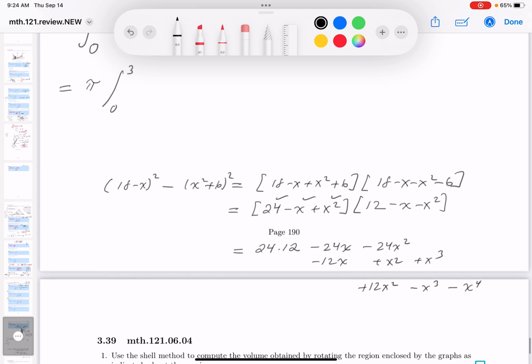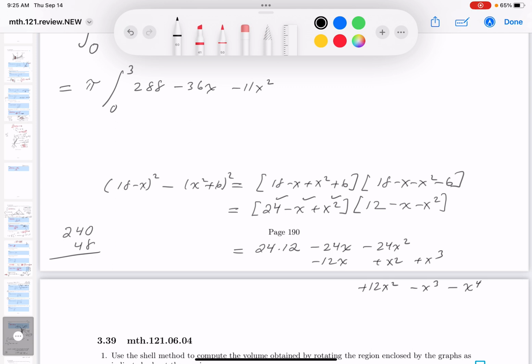All right, now let me just go through that with you. 12 times 24, that's 240. Because 10 times 24 is 240. 2 times 24 is 48. So it's going to give me 288. Okay, let's do the next one. Minus 36x. Then what do you get over here? Let's see. You get minus 12 plus 1, which is minus 11.